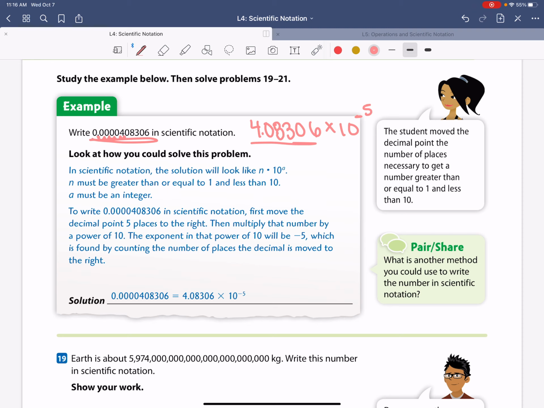Again, you're seeing our new number between 1 and 9 is larger than our original. And since it's larger, that means in order to get back to our original, we have to move our decimal point to the left. Okay, that's why we're doing that. That's why our exponent is negative.